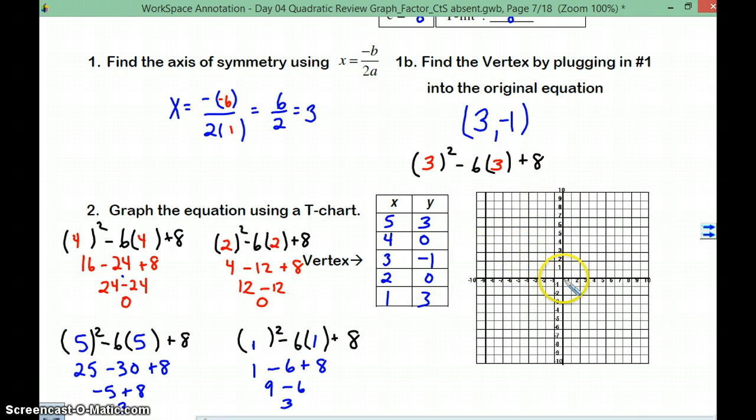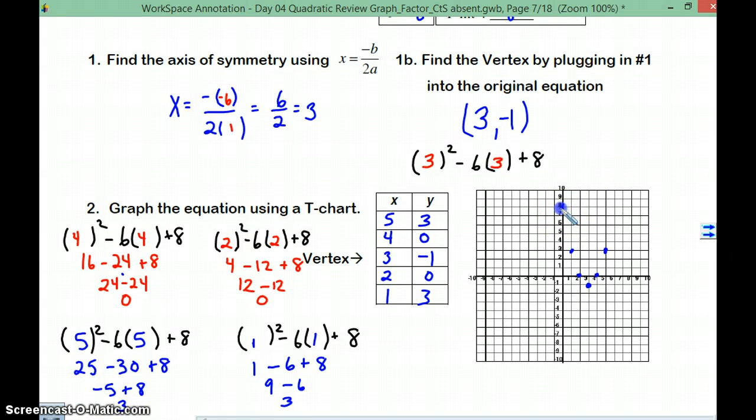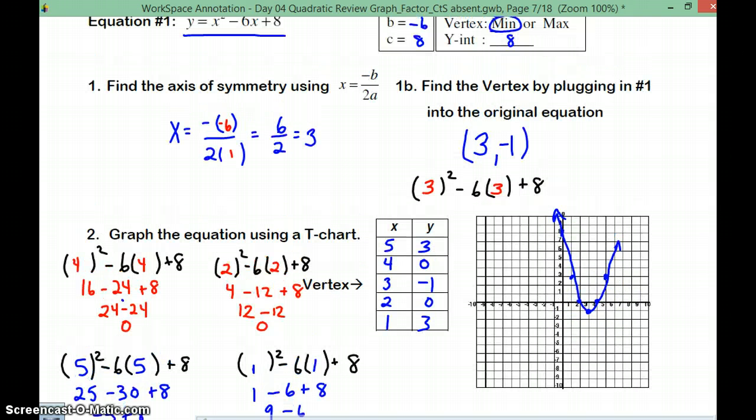Time to graph. We go to 3, negative 1. We go to 2, 0. We've got 4, 0. 1, 3. 5, 3. We actually have one more point we can put in, because remember, we found that the y-intercept is 8. So we know the graph is going to cross right there. Up it goes. And let's just confirm. Do we in fact have a min the way we thought we would? Yes, we do.